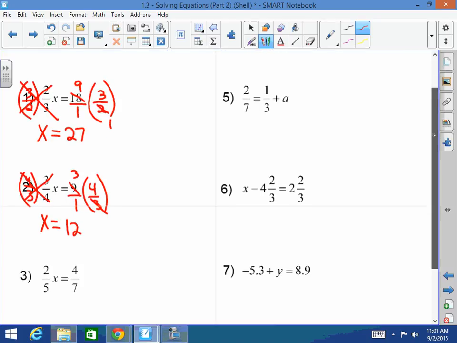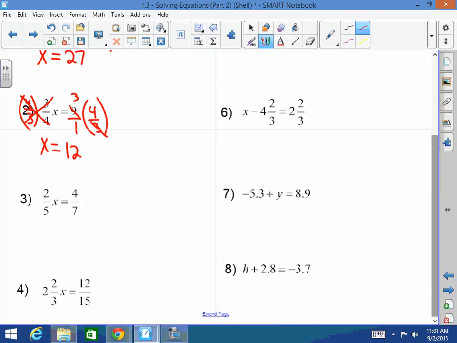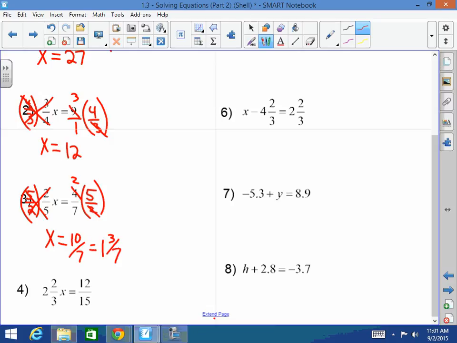Okay, guys, so number 3, 2/5 x equals 4/7. Again, I have a multiplication of a fraction to a variable, so I get rid of that multiplication by multiplying by the reciprocal. I'm literally dividing 2/5 to both sides. So I got to stay, change, flip, and I multiply by the reciprocal. Cancels, x equals, cross reduce. That's going to be 10/7, which could equal 1 3/7. Okay?